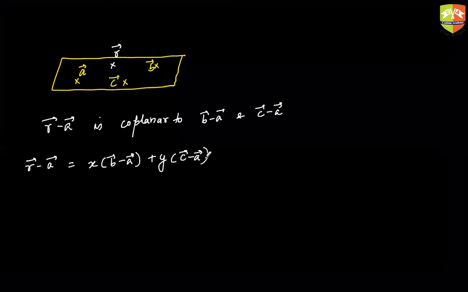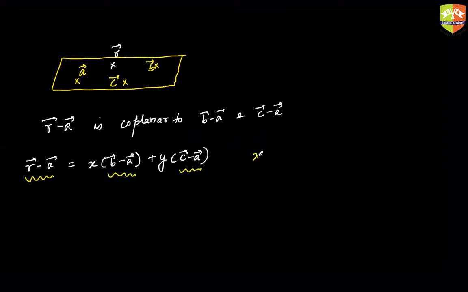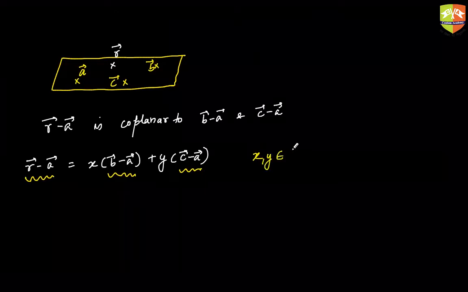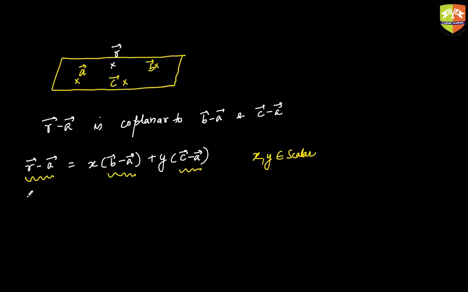Remember, our first discussion on coplanarity was based on expressing a vector. Let's say A, B, C are three vectors which are coplanar. Then one can be expressed as a linear combination of the other two. So this vector is coplanar to this and this, so it could be expressed as a linear combination of the other two. So X and Y here are some scalar quantities. You remember this? All of you remember this? Yes or no? Yes, sir.